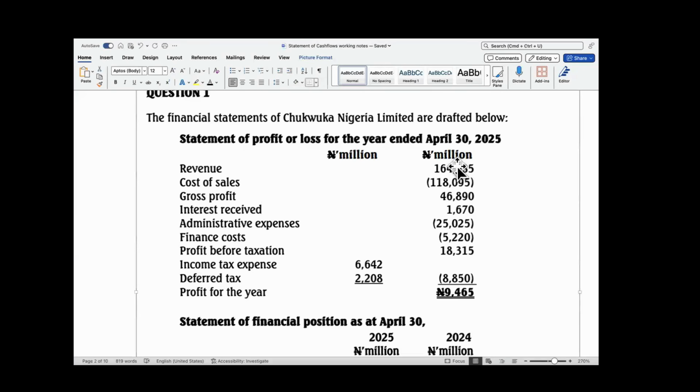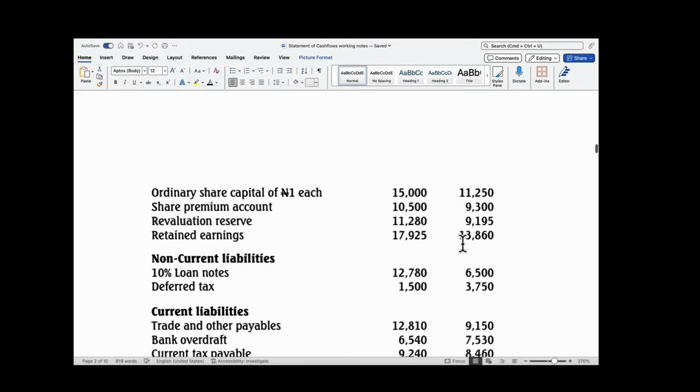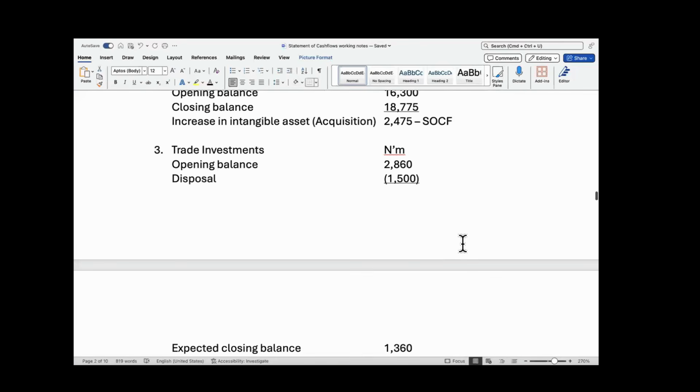Now, there's one more item I've not touched, which is this interest received. I have to touch it. If I just keep quiet about it, I'll still be correct to a large extent because it's purely an inflow. But interest received, I should not leave in operating. You need to bring it out from operating and put it in investing. So since they have added it before to operating, let me bring it out by adding it back.